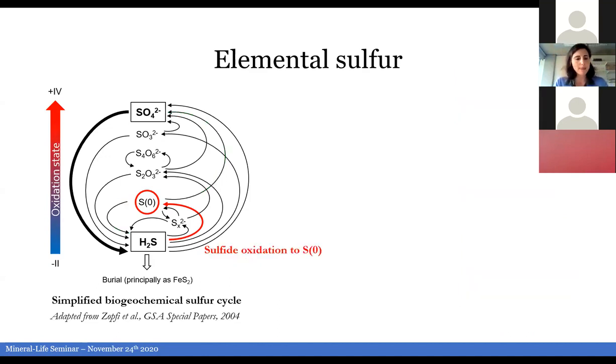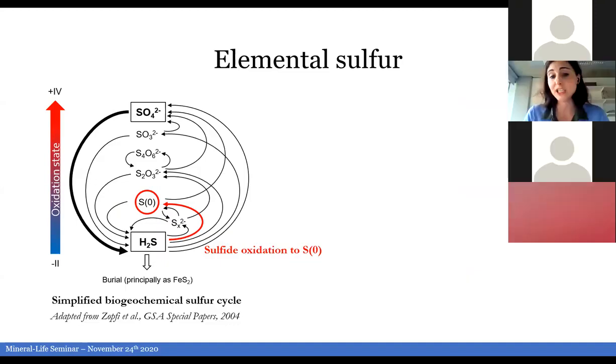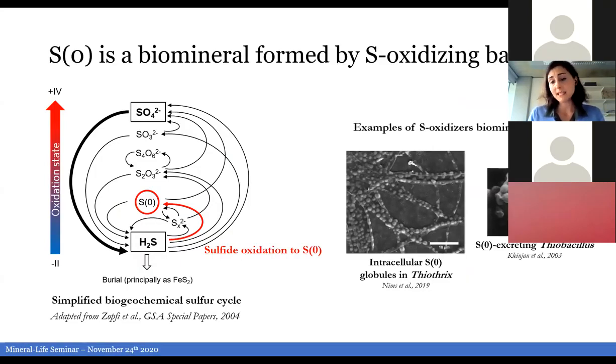So, as I said, elemental sulfur is a mineral that's formed by oxidation of more reduced species like sulfides. And this oxidation can be either purely chemical, if you have an oxidant like oxygen or oxidized metals, or it can be mediated by bacteria. And we know many sulfur oxidizing bacteria that can form elemental sulfur as a biomineral. And these biominerals, they can be either intracellular, like on this SEM image on the left, where you have Thiothrix filaments with intracellular globules of sulfur, or it can be extracellular. So here on the right, you have elemental sulfur globules at the surface of Thiobacillus cells.